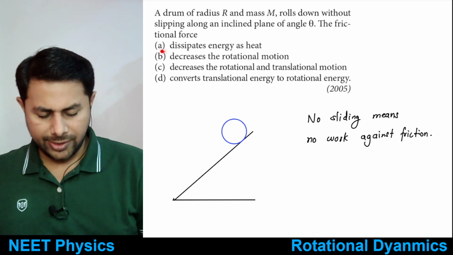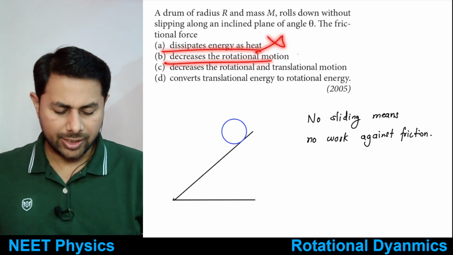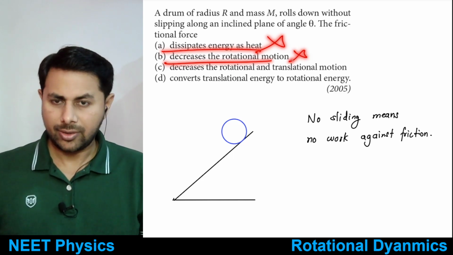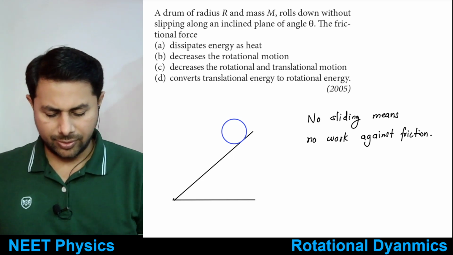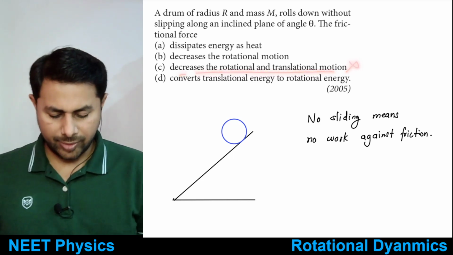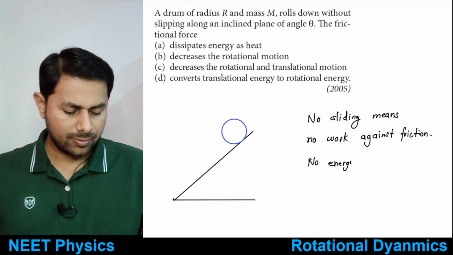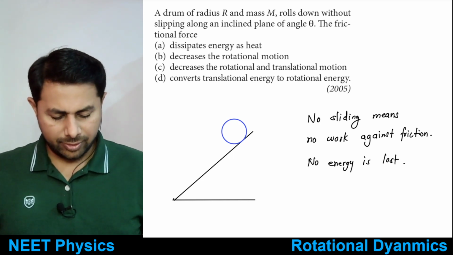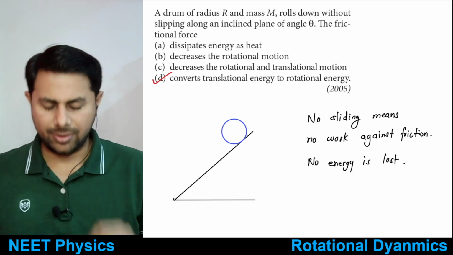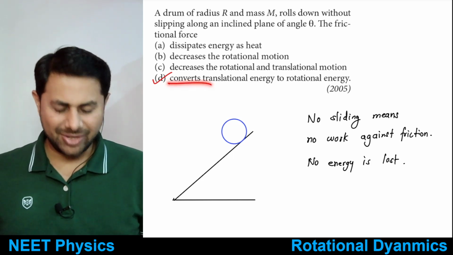Okay, so dissipates energy as heat, not correct. Decreases the rotational motion, again not correct because no energy is lost. Decreases the rotational and translational motion, not correct because no energy is lost. Okay, so now that's why it is option D. Okay, right, but let's check option D also.